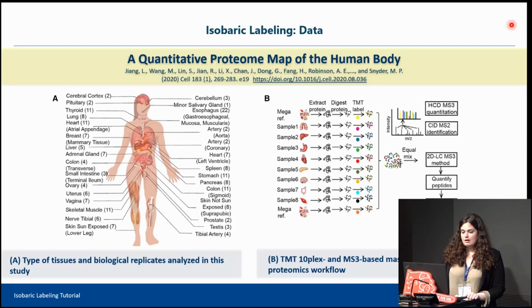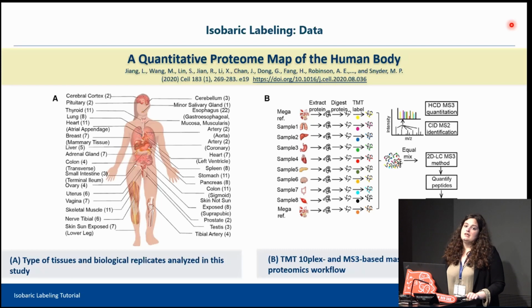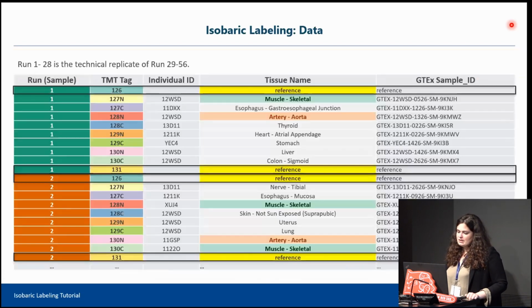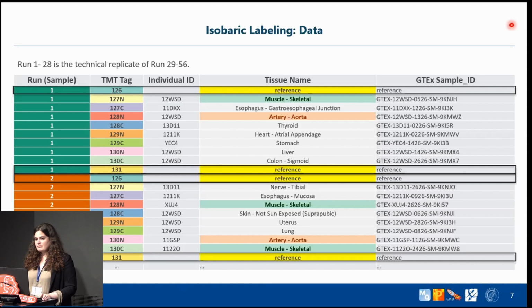If you read this paper and go to the supplementary material, they provide the metadata. And here is a part of it, just to give you an idea. So 1 and 2, the red one, the green one, sorry, and then the orange one, are exactly this TMT set. So the first and the second TMT set, you can see the channels, and then you can see exactly which are the references, the ones that here I colored in yellow.